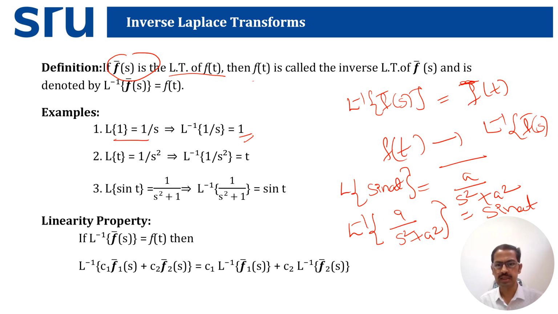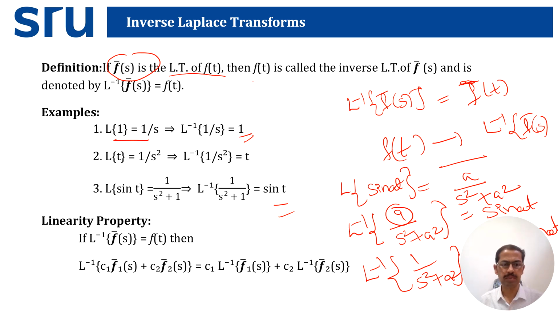Yes, a, the constant, send this side. So the inverse Laplace transform of 1 by s square plus a square is 1 by a into sine at. Right? Now the linear property of the inverse Laplace transform.